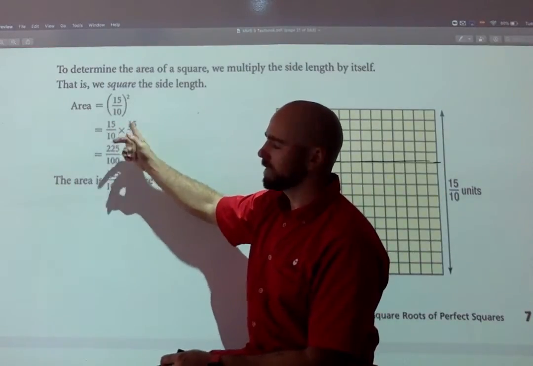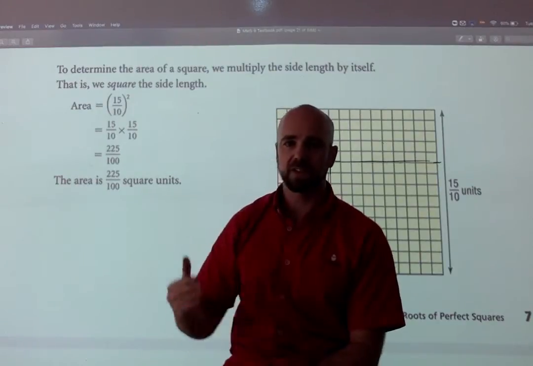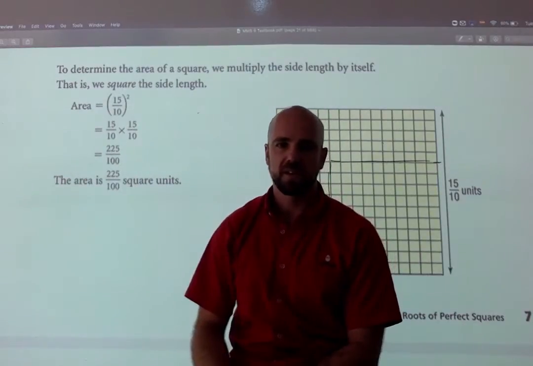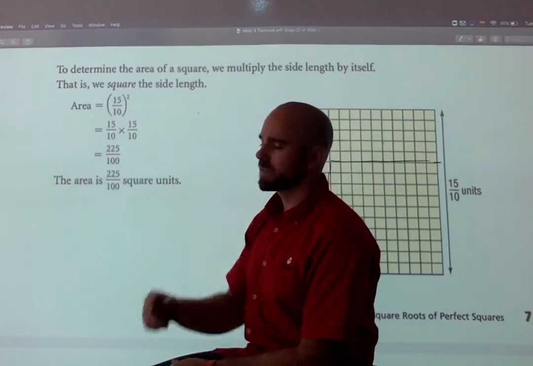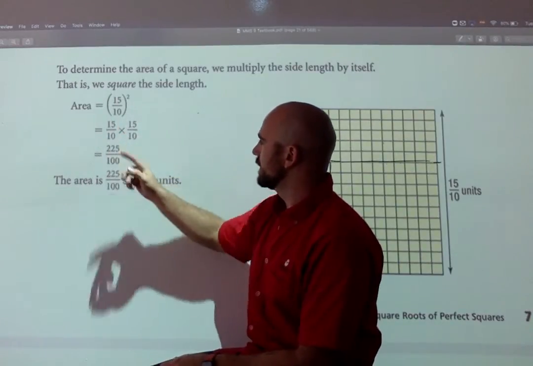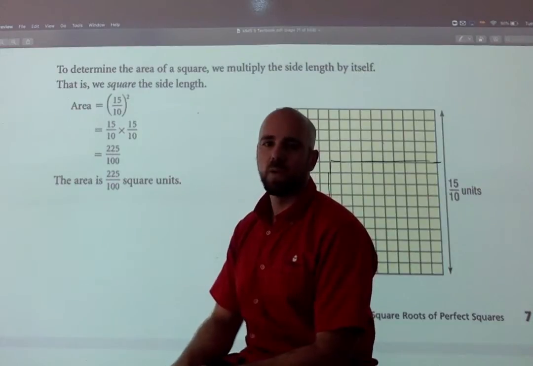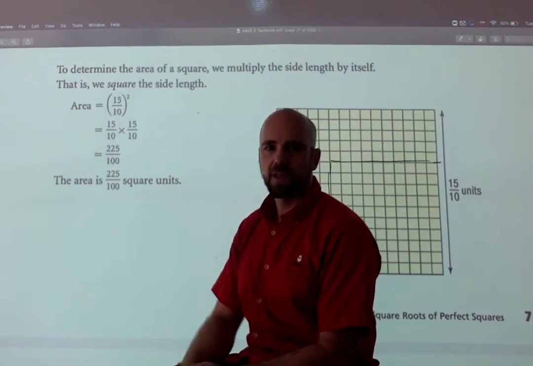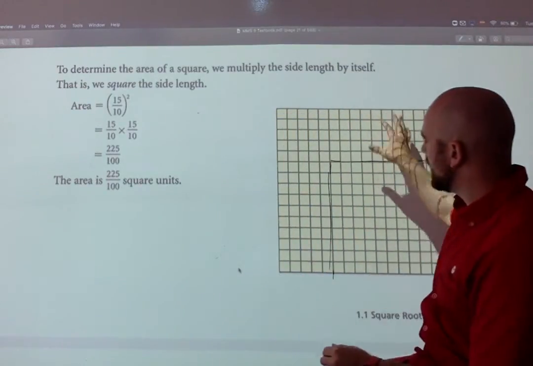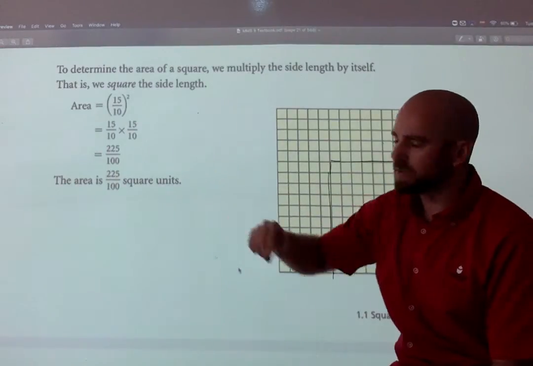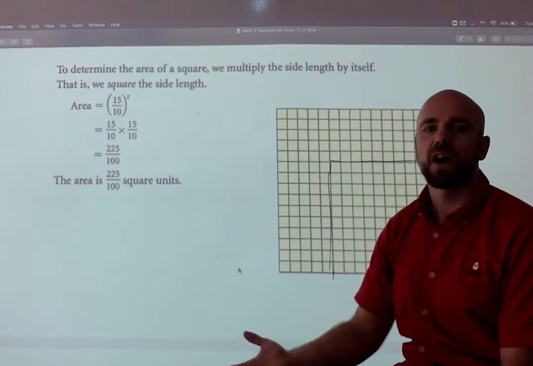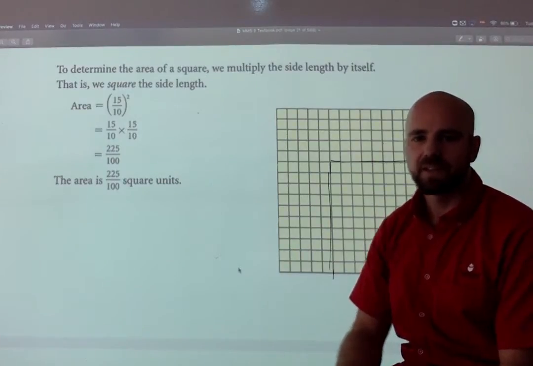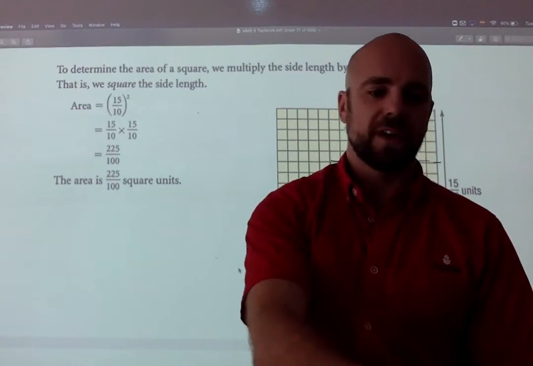So 15 times 15, if you remember how to multiply fractions, we just multiply straight across. Top by the top and bottom by the bottom. So 15 times 15 gives us 225, and then 10 times 10 gives us 100. All right? So that means the area of the entire thing is going to be 225 over 100, or 2.25, giving us the area for all that.